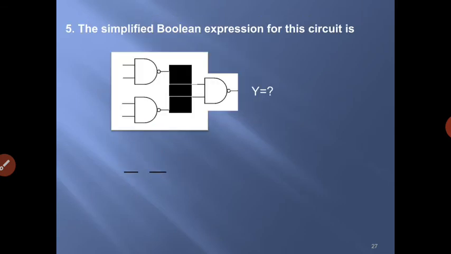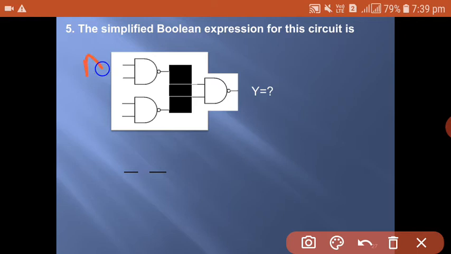Next we will see the simplified Boolean expression for this circuit. Again I am considering four variables a, b, c and d. This is the first NAND gate, second NAND gate, and third NAND gate. The output of the first NAND gate will be (AB) bar and the output of the second NAND gate will be (CD) bar, so the output of the third NAND gate will be ((AB) bar into (CD) bar) whole bar.